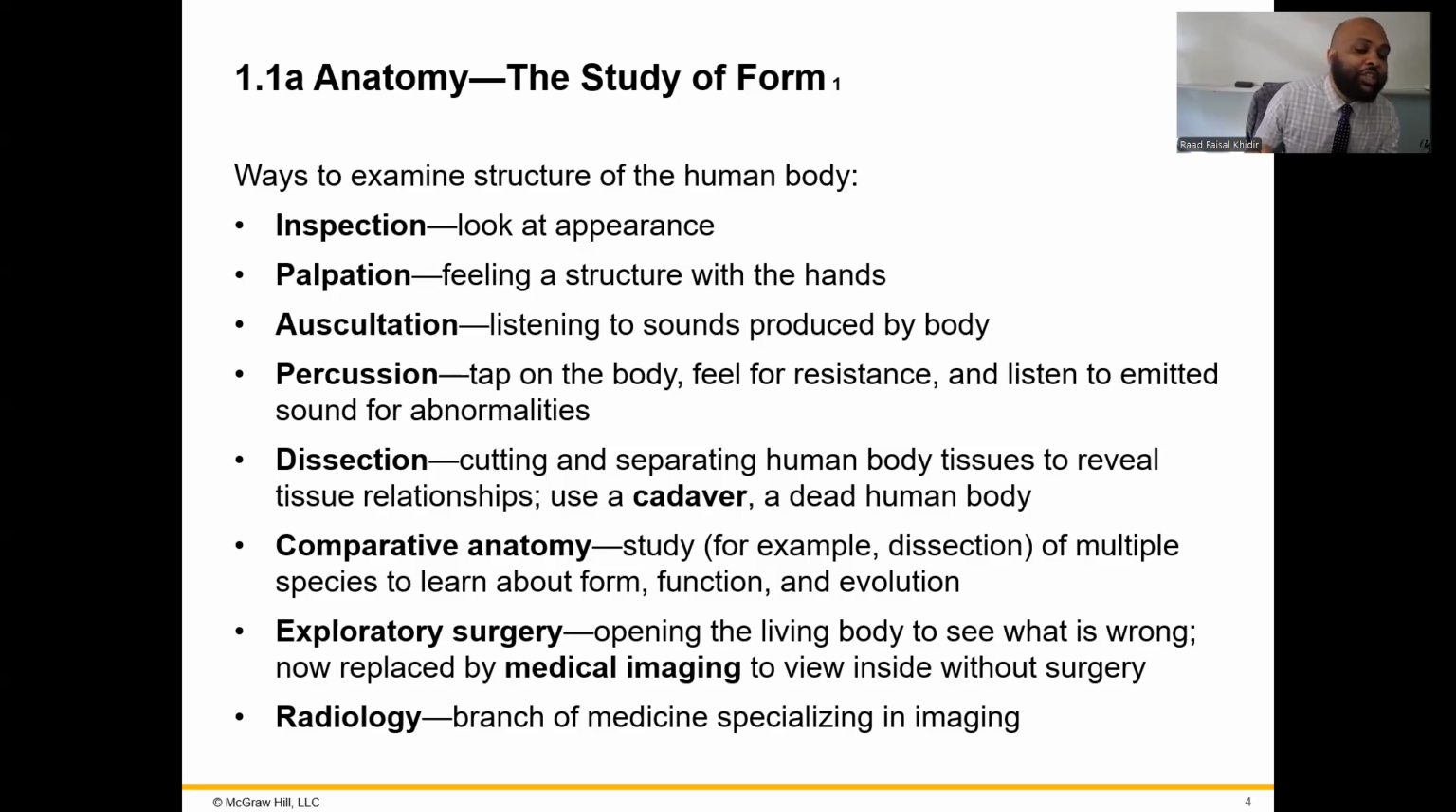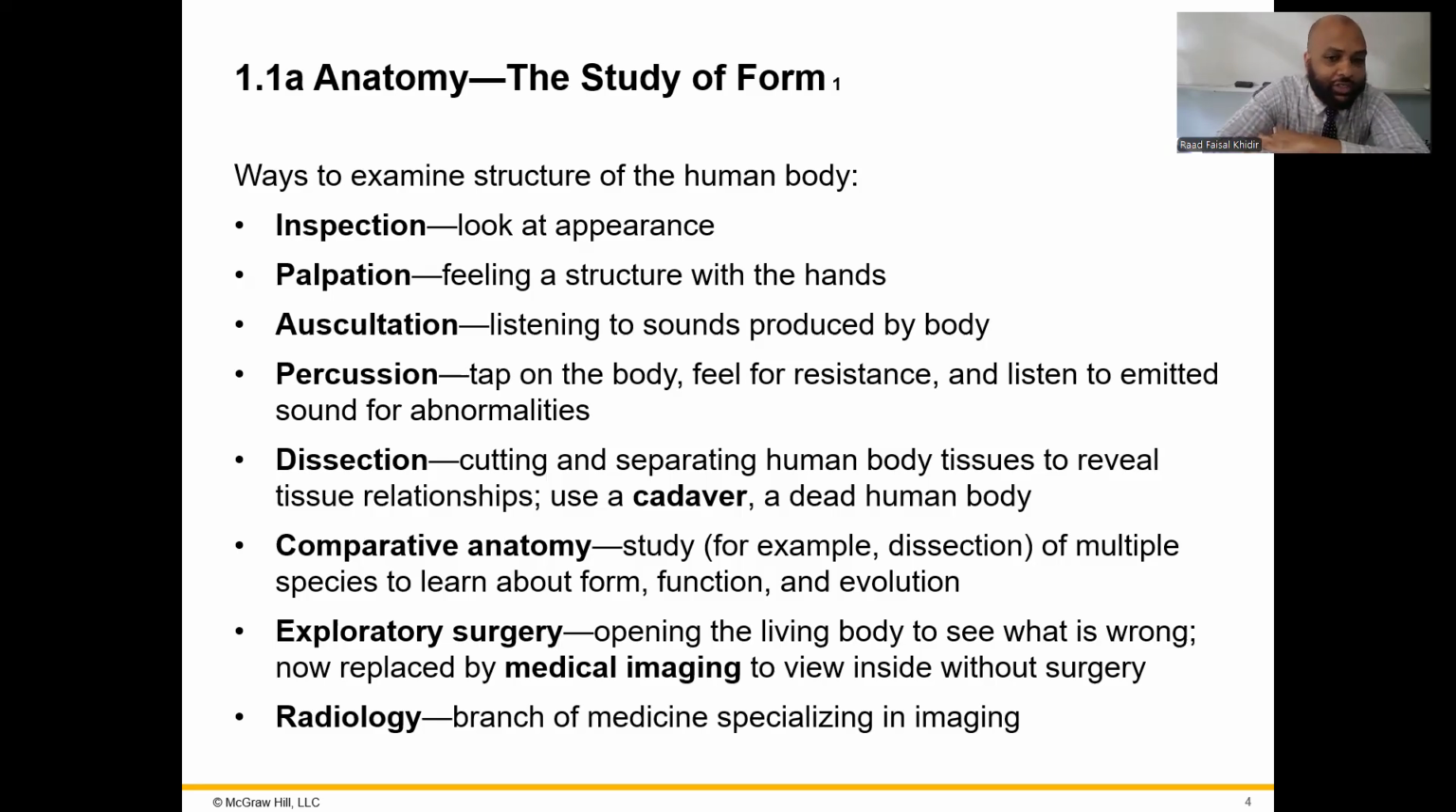Then there's palpation, when we palpate using our palm, when we feel a structure with our hands. We feel the pulse, we palpate for the pulse. We palpate for the apex beat in the heart. That's when we feel the pressure and pulsation, and we palpate to feel a sensation of a structure.